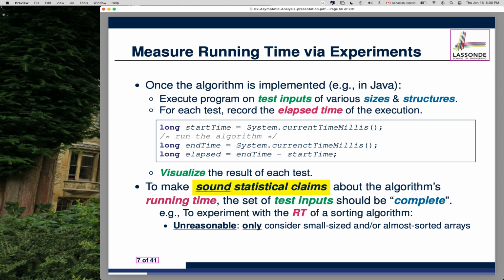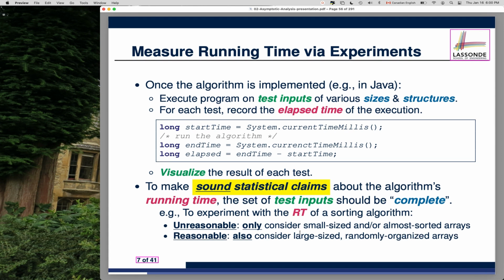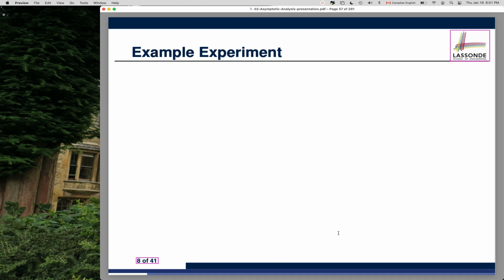On the other hand, if all the inputs you have used to run the experiment are pretty large size arrays, and they are also randomized in structure, that way you can claim more soundly which one is more efficient. Pretty straightforward stuff. All right, any questions so far before we see the actual experiments? All right, let's now see some examples.